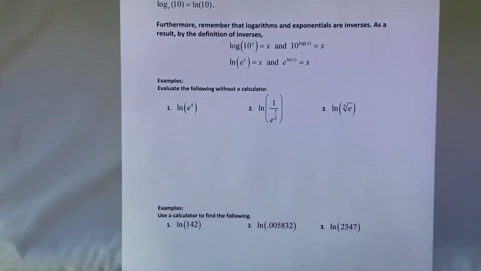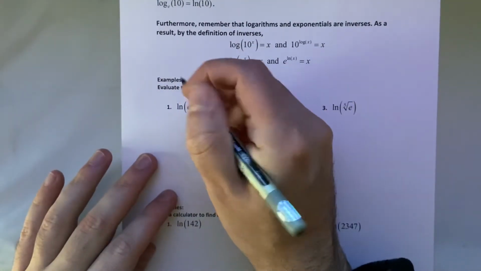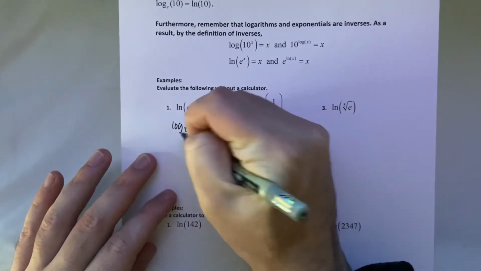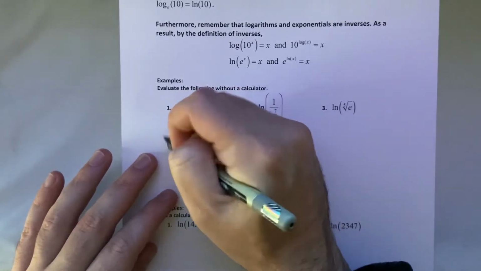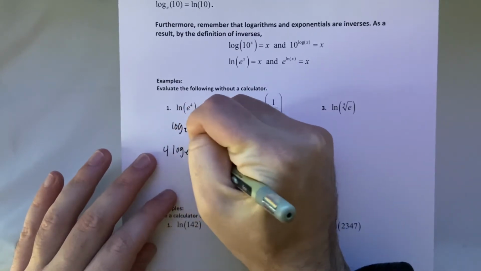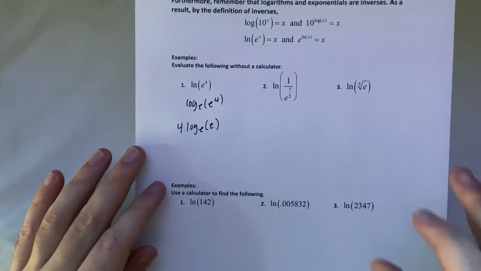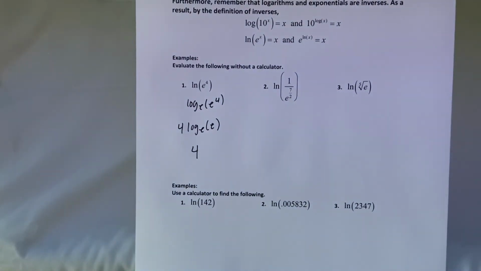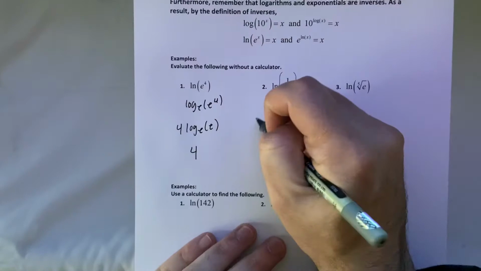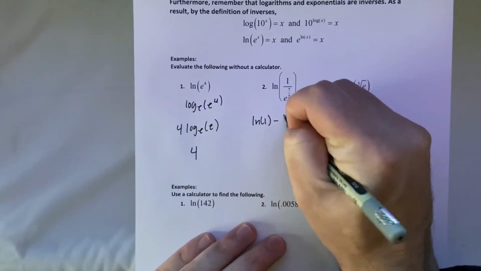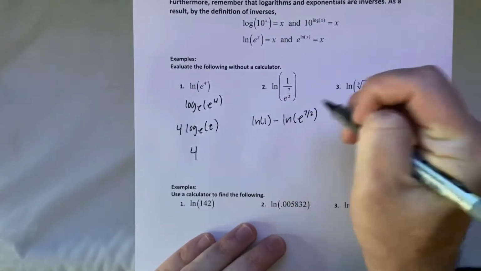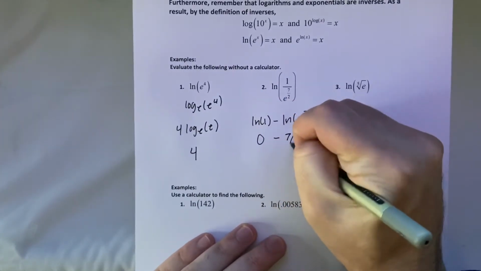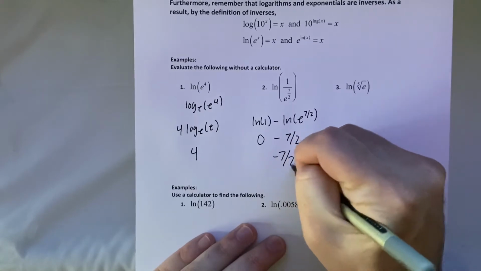So when you have something like ln of e to the 4th, the ln and the e cancel out, because this is really log base e of e to the 4th. And the log base e of e cancels if the 4 goes down in front with our logarithm exponential rules. So this is just 4. Similarly, the ln of 1 over e to the 7/2 is the ln of 1 minus the ln of e to the 7/2. This is 0 because it's still a log. And just like from previously, this is going to be 7 halves. 0 minus 7 halves is negative 7 halves.